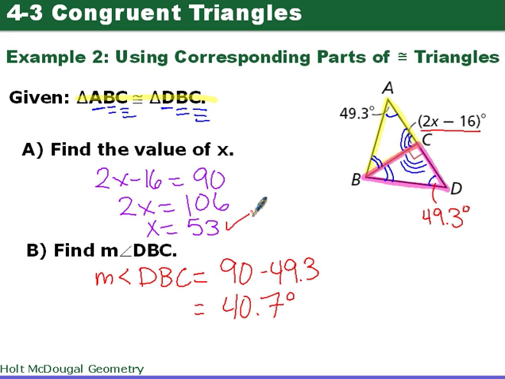Now we want to find the measure of angle DBC, this angle measure in here. We know that angle D is 49.3 because it's the same as the measure of angle A. So we can take 90, because these two angles here must equal 90, they're complementary, minus the measure of angle D, and we get the measure of angle DBC to be 40.7 degrees.